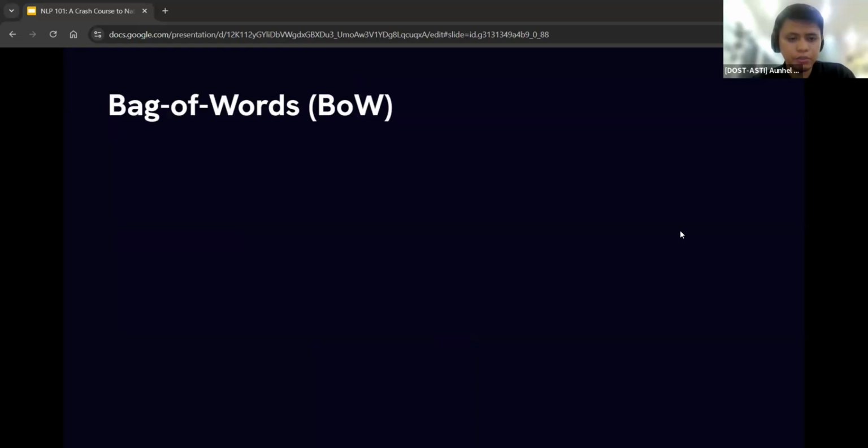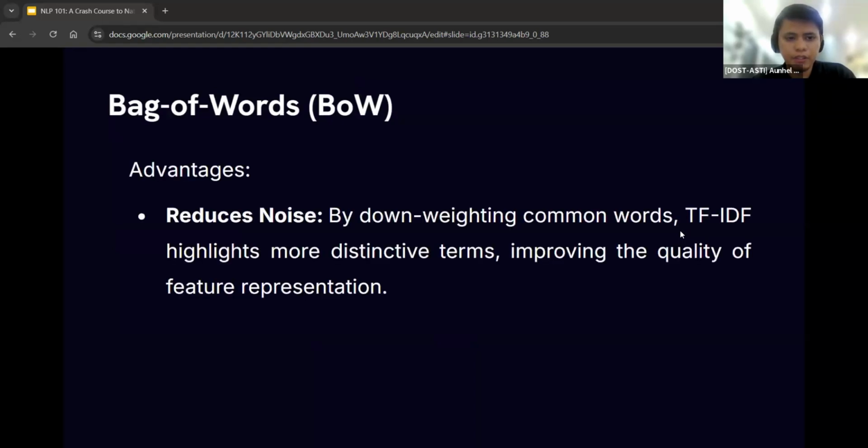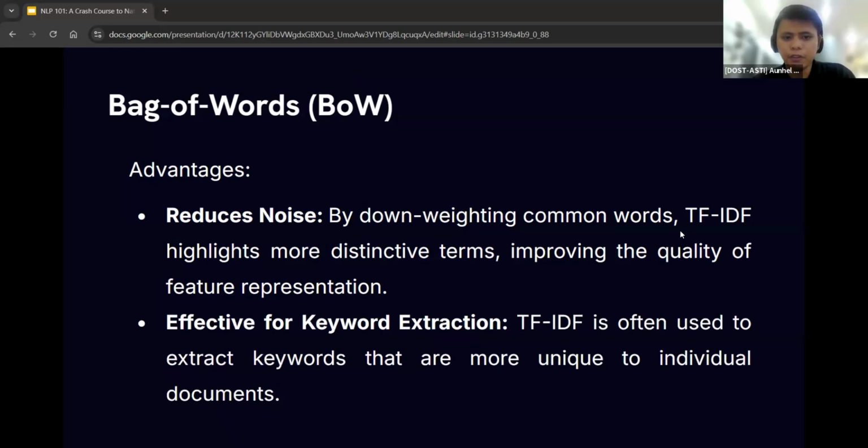So sorry, this should be TF-IDF. TF-IDF reduces noise. By downweighting common words like "the", "and", "is", "are", "am", TF-IDF highlights more distinctive terms, improving the quality of feature representation. It is effective for keyword extraction, used to extract keywords that are unique to certain documents.